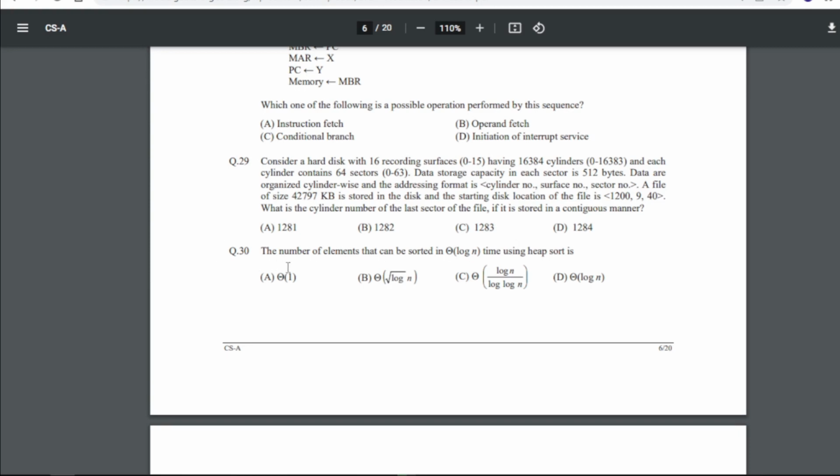Now 30th: the number of elements that can be sorted in order of log n time using heap sort. So using heap sort, the number of elements that can be sorted is theta of log n divided by log n.